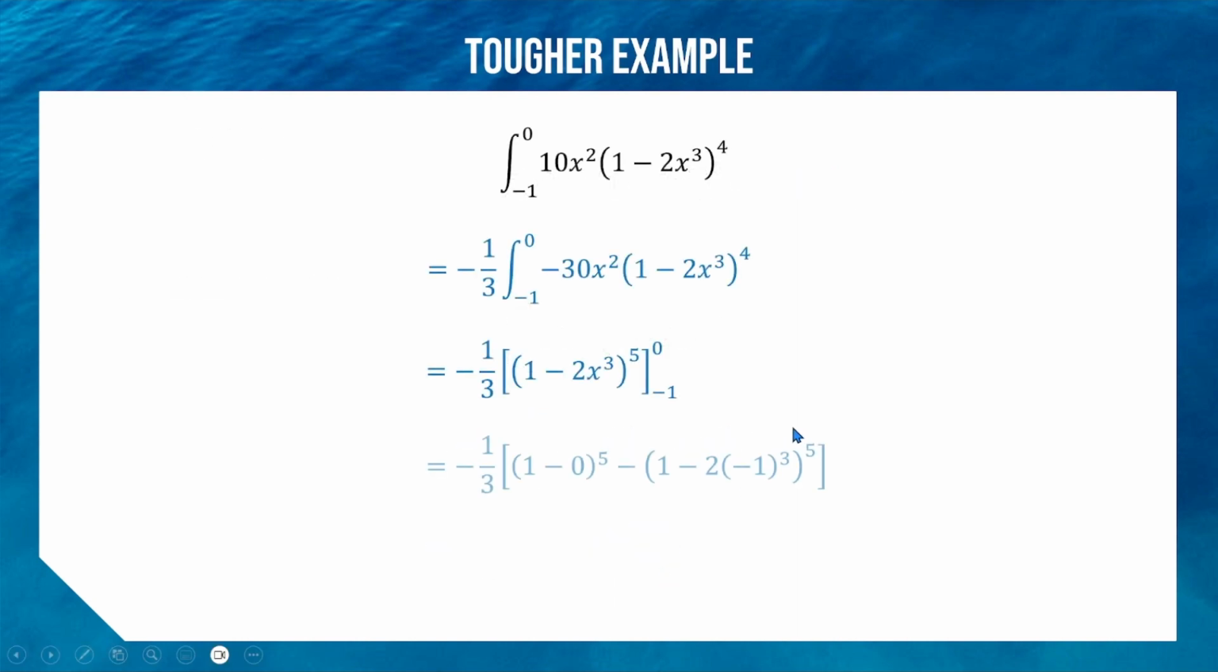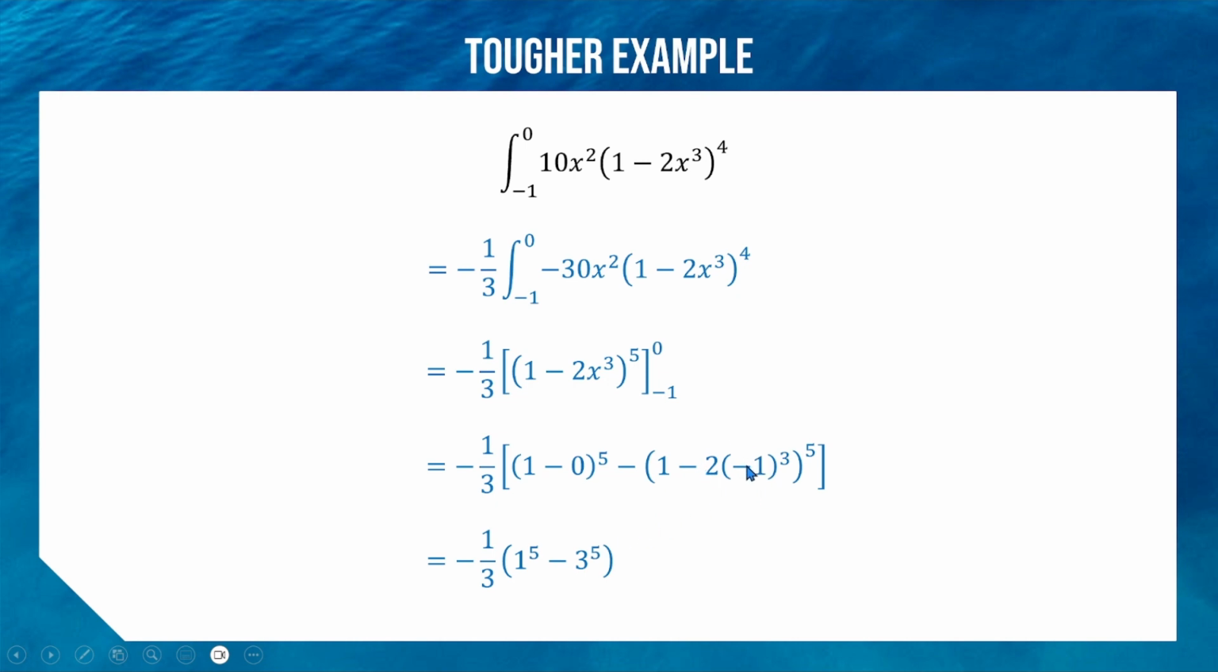So applying those, when we sub in 0, we get 1 minus 0 to the power of 5. That's just going to be 1. And then when we sub in -1, -1 cubed will be 1. Well, sorry, will be -1. So this becomes +2. So this becomes 3. So this whole thing turns into 3 to the power of 5.